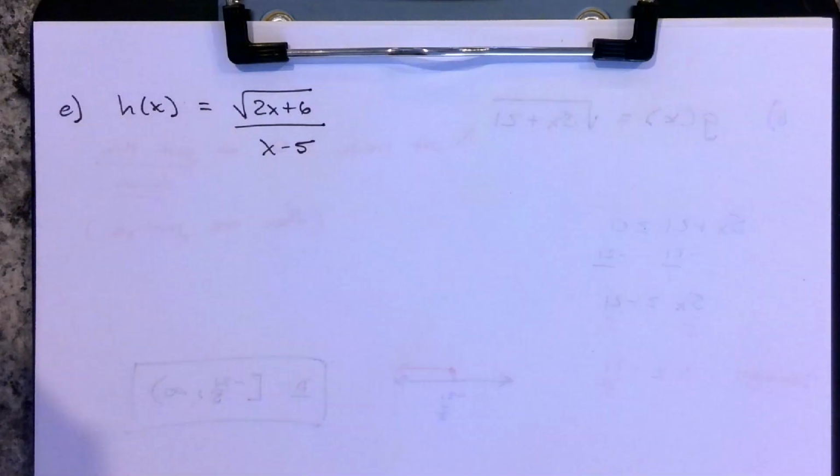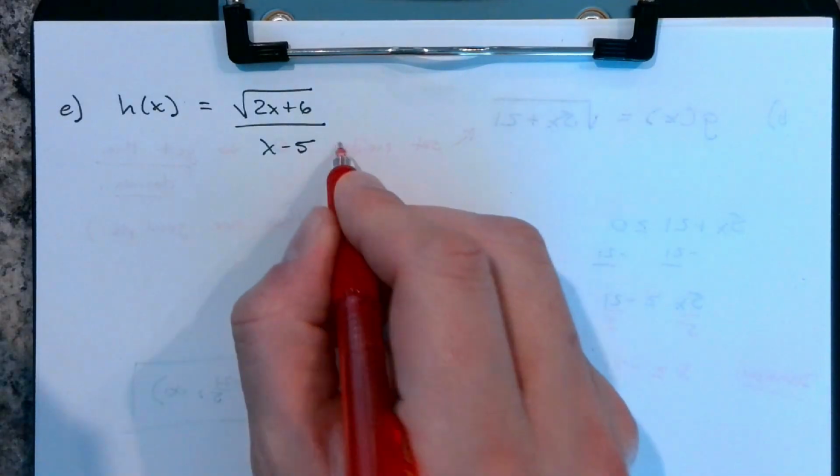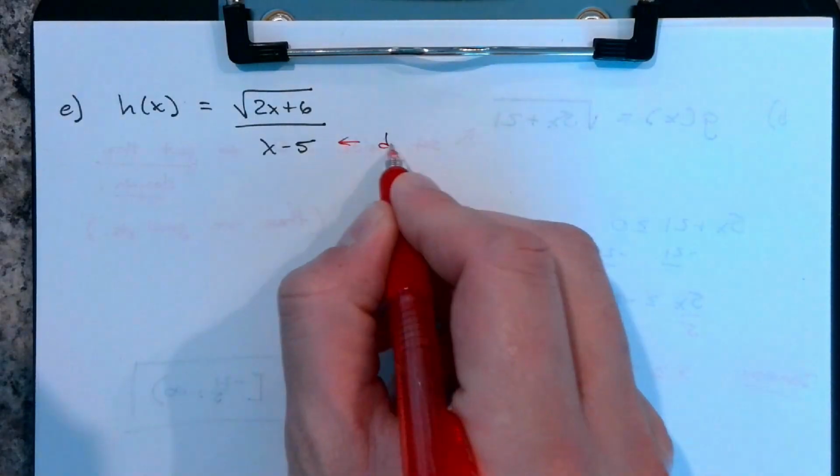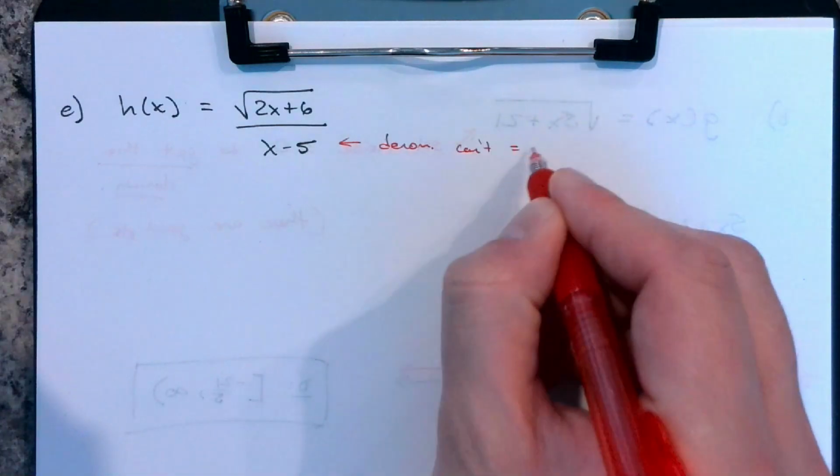Remember the things you're supposed to be looking for, right? You're trying to eliminate the problem points. The problem points occur when either the denominator equals 0 or when you can get negatives under a square root. So in this case, let's talk about the denominator. So when does the denominator equal 0?